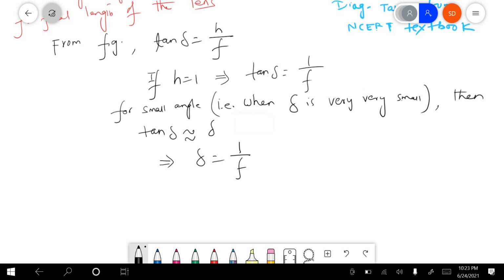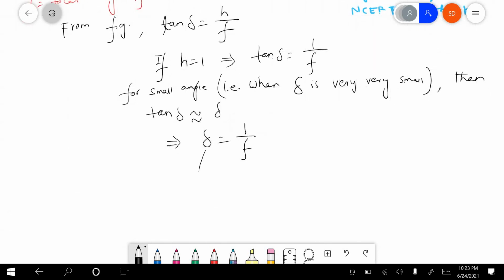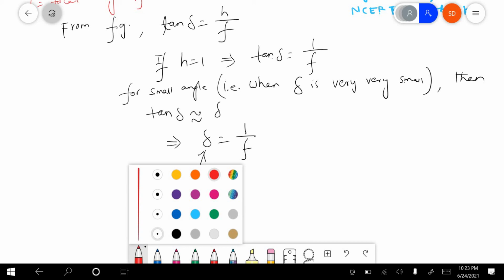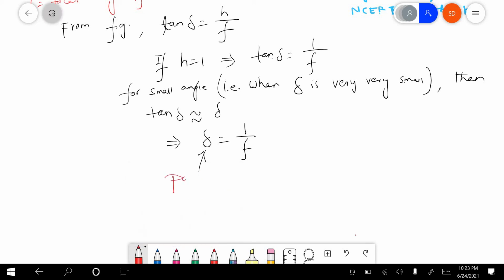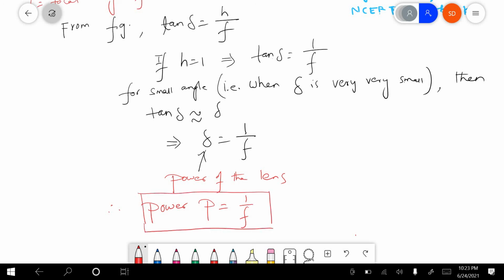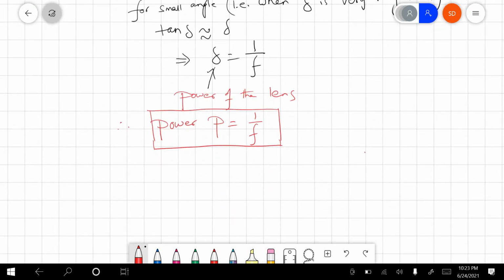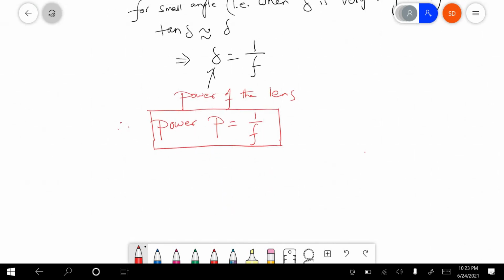This delta is called the power of the lens. Therefore power P is equal to 1 by f. This is the formula for power of a lens: power is equal to 1 by focal length. That means if the focal length of a lens is small, it will have more power. It will converge the beam more or diverge the beam more.